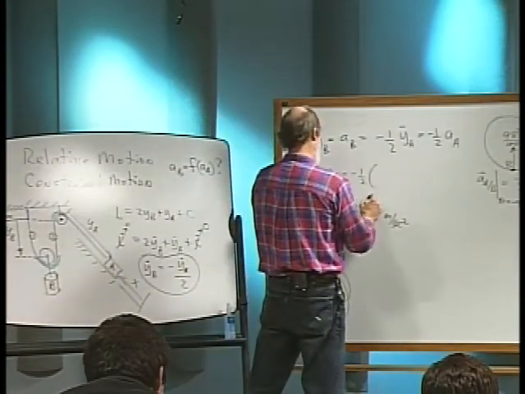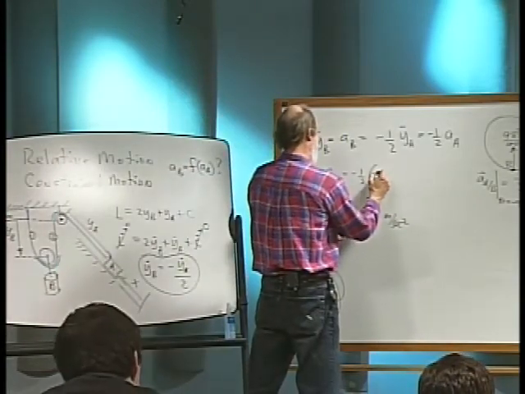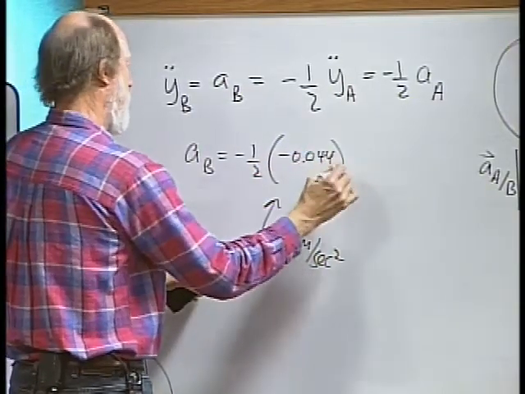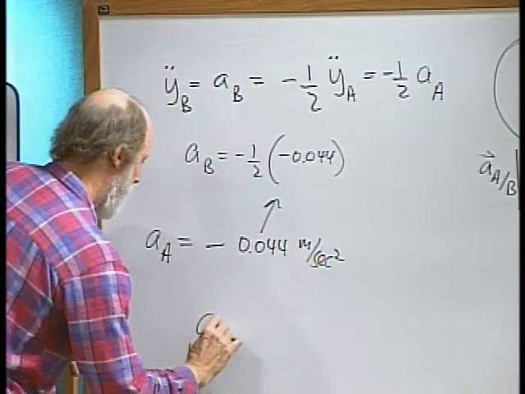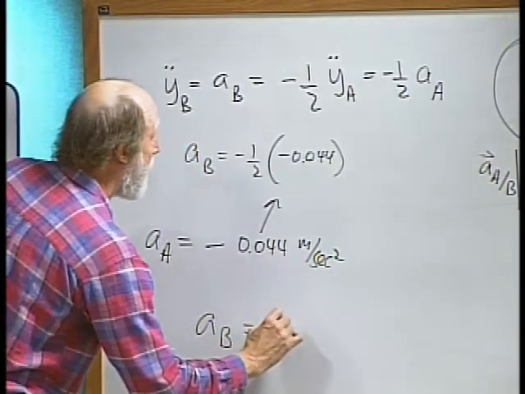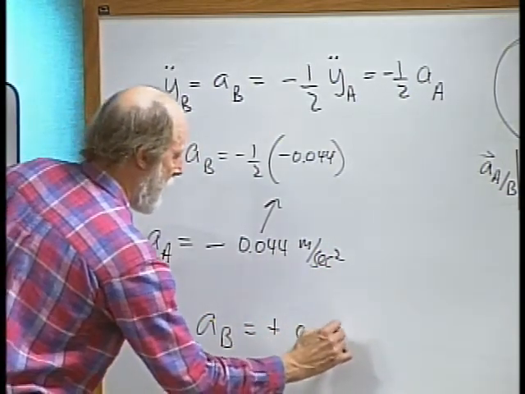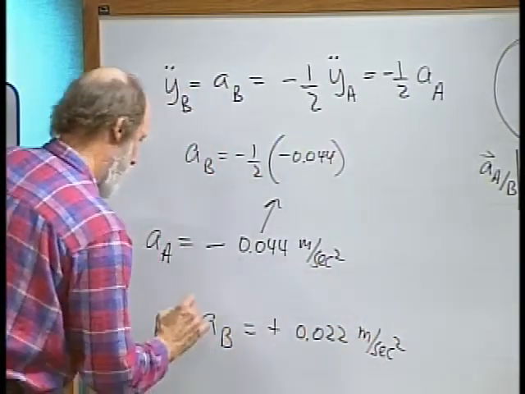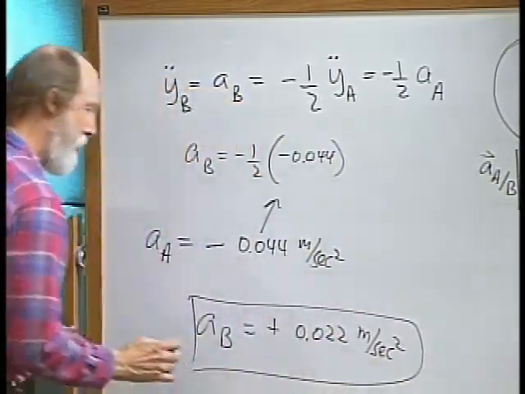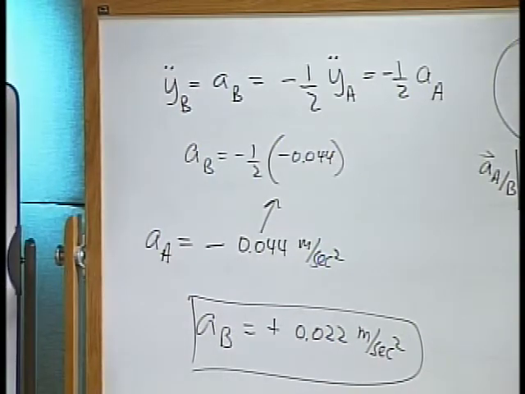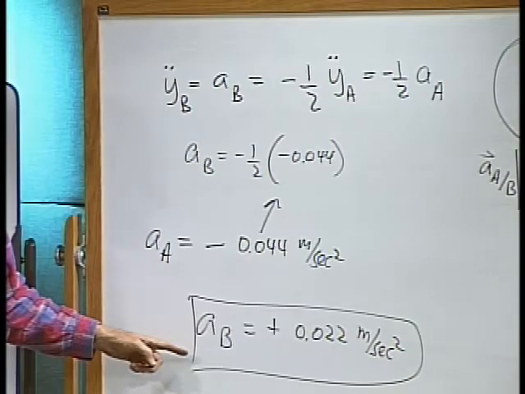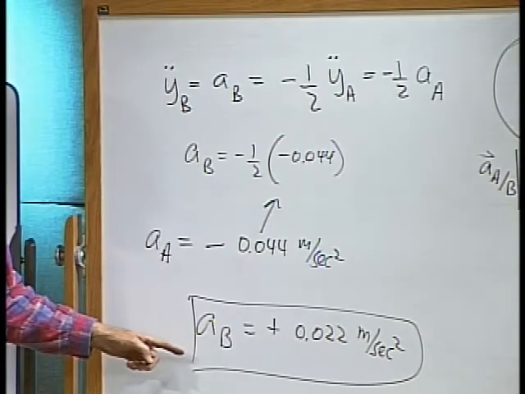So you do that in here, drop it in, and you get the acceleration of B is equal to positive 0.022 meters per second squared, which means it is accelerating downward.